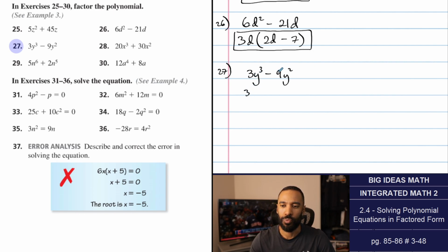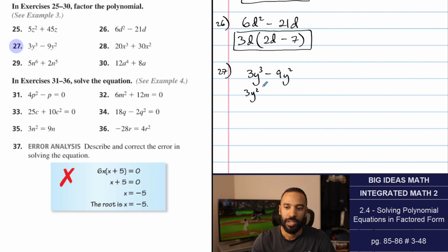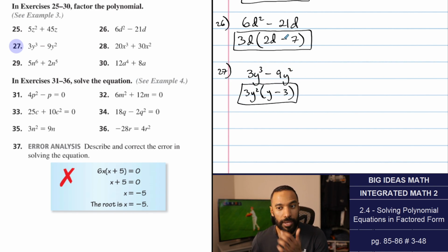Okay, factor a 3 out of 3 and 9. Remember, factor to us means division. We just have to write the result, though. And I can factor as much as y squared out of this, because I'll still have a y left with this y cubed. 3y squared times y is 3y cubed. And then right here, I factored out all that y squared, but 3 times 3 is 9. And 3y squared times negative 3 is negative 9y squared. That's the factorization.